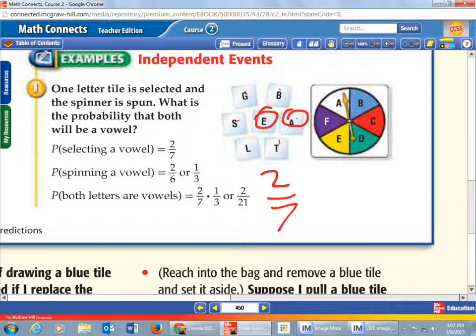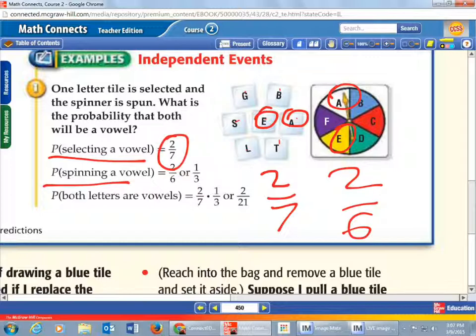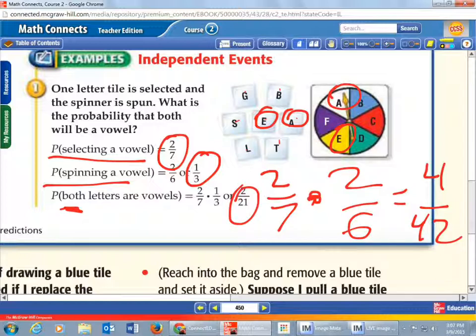The vowels over here, we have a vowel and a vowel for A and E, and that's going to be 2 out of 6. So selecting a vowel from the first one is 2 out of 7. Spinning for a vowel is 2 out of 6, or 1/3. But if I want both, that means and, I'm going to multiply 2/7 times 2/6, and I'm going to come up with 4/42, which reduces to 2/21. Okay, so again, we're putting things in combination.